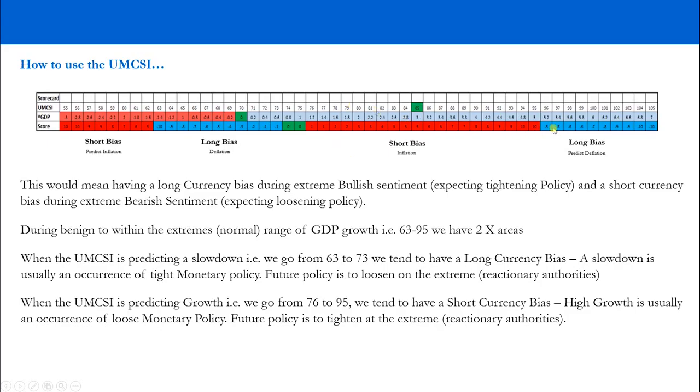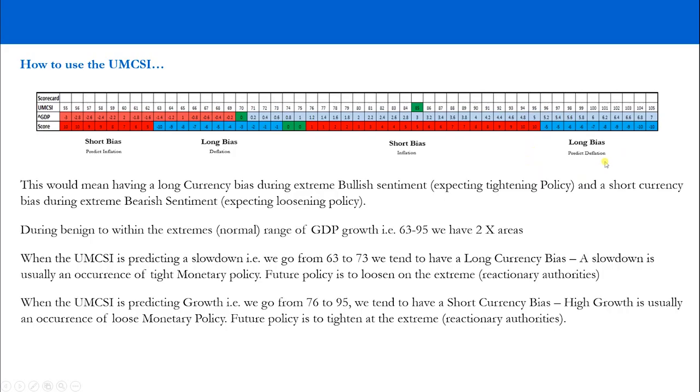And the extreme condition is when we get up here. And as we get more and more extreme beyond the average, we get more and more higher scores for inflationary conditions, where we have to have quite an extreme short bias in the currency. But then similar to the left-hand side, when things get extreme, we have to be prepared to flip, because history tells us that when we get into this zone here, where the UMCSI is reporting above 95, and we're predicting extreme levels of GDP growth, the central authorities will act to cool down the economy.